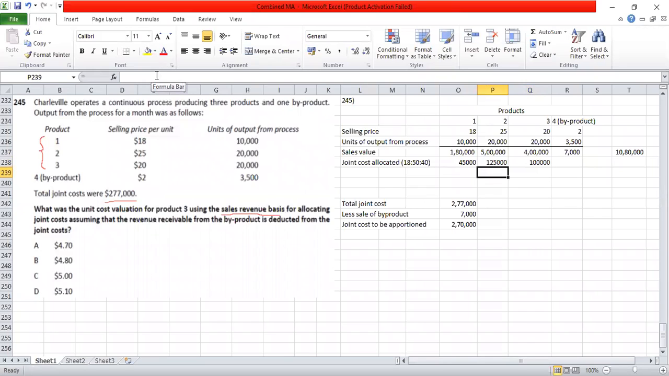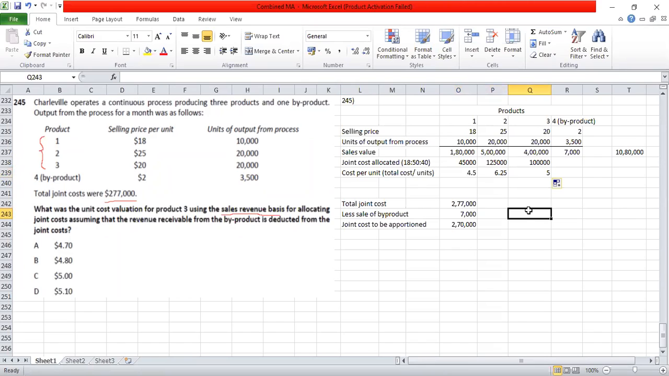So these are the joint costs which are allocated. Now the question is asking us to find out unit cost. So cost per unit. How do we calculate cost per unit? Total cost divided by number of units. So the total cost is the joint cost which is allocated, 45,000, divided by the number of units, which are 10,000. Similar fashion for all the other two products also.